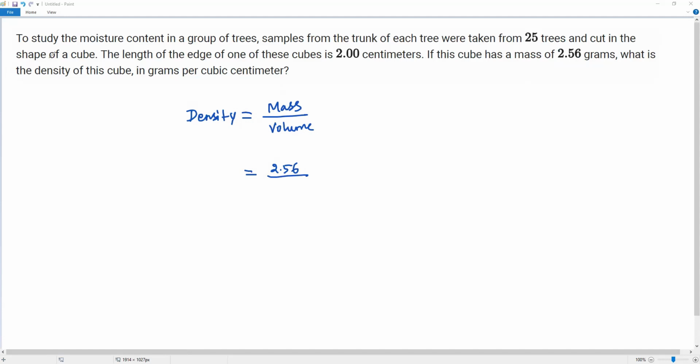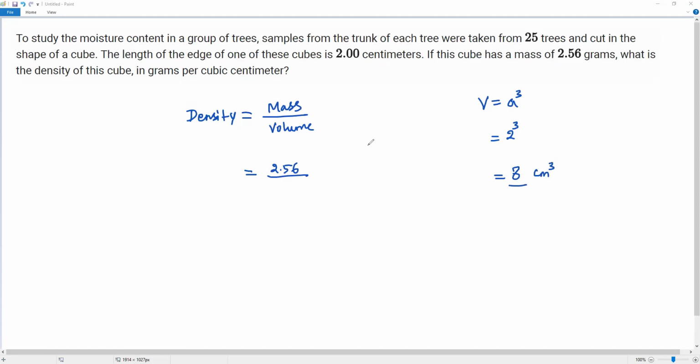Since each sample is in the shape of a cube, we can use the formula to find the volume of a cube, that is V equals a to the third power. This a represents the length of each edge of the cube. Here the length of each edge of the cube is 2 centimeters. We can plug in 2 for this a, then we have 2 cubed. 2 to the third power is 8. Since the length of the edge is 2 centimeters, here the volume has to be expressed in cubic centimeters. This is 8 cubic centimeters.